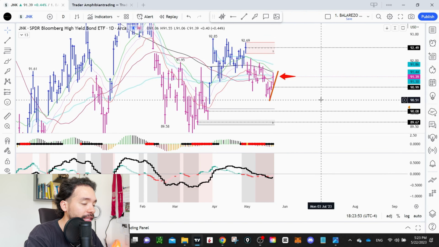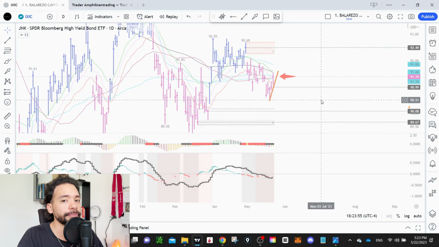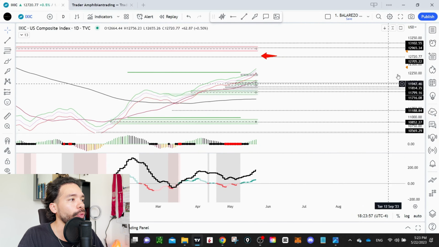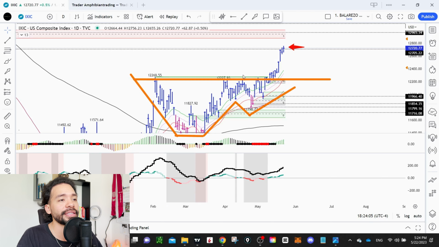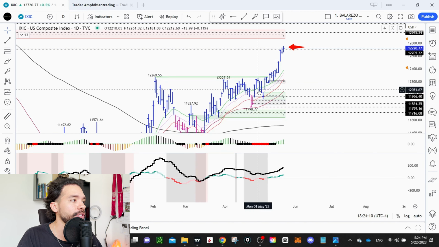And if we take a look at the IXIC, which is the Nasdaq Composite, you can see right here that we had an amazing breakout. You can see right here that we had this very clear cup and handle. You can see right here that we had the breakout. We had an amazing move, but we're coming also into some very important levels of resistance.